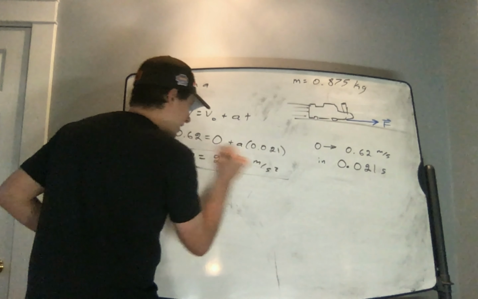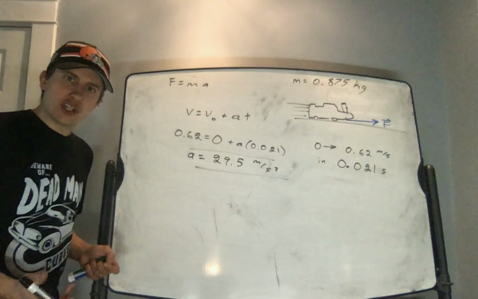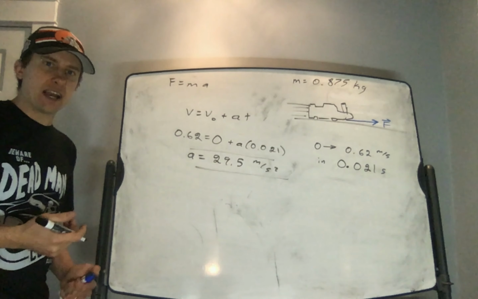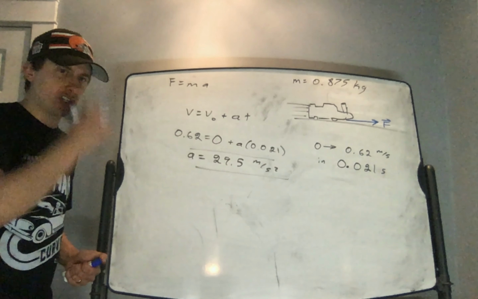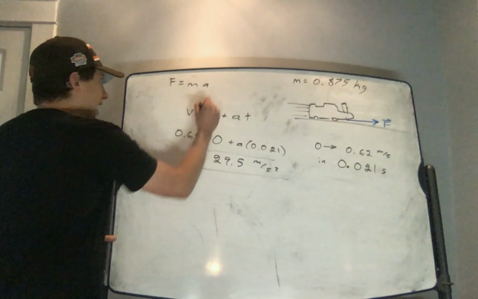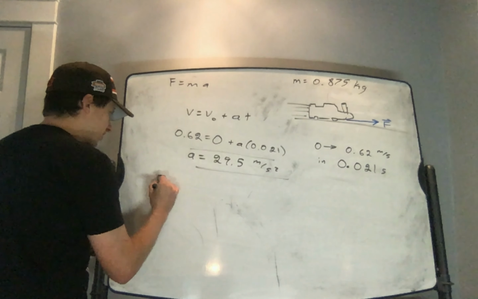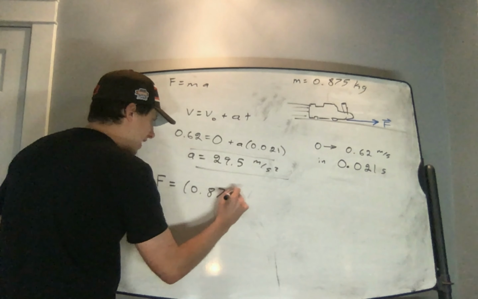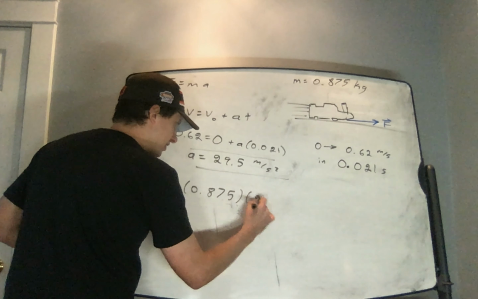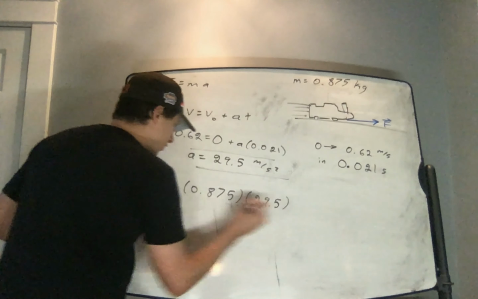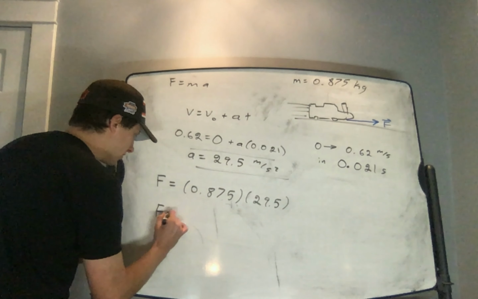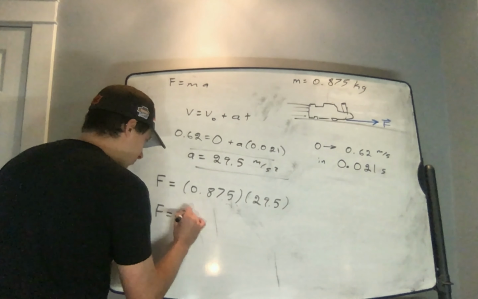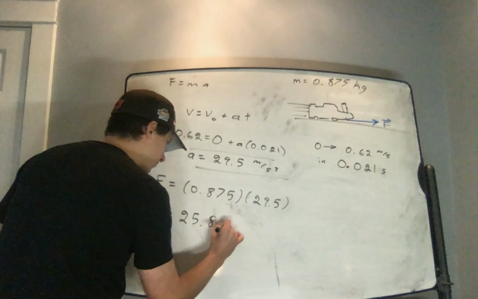Now that I have the acceleration of the train, we were given the train's mass, I have enough information to find the force with which the motor pushes the train. So I could now say that the force of the motor pushing the train is 0.0875 times 29.5. And when I put these numbers in a calculator, I find the force of the motor pushing the train is going to be 25.8 newtons.